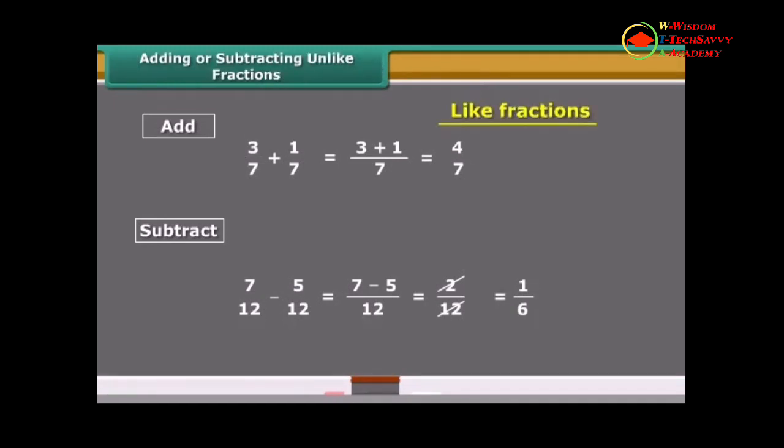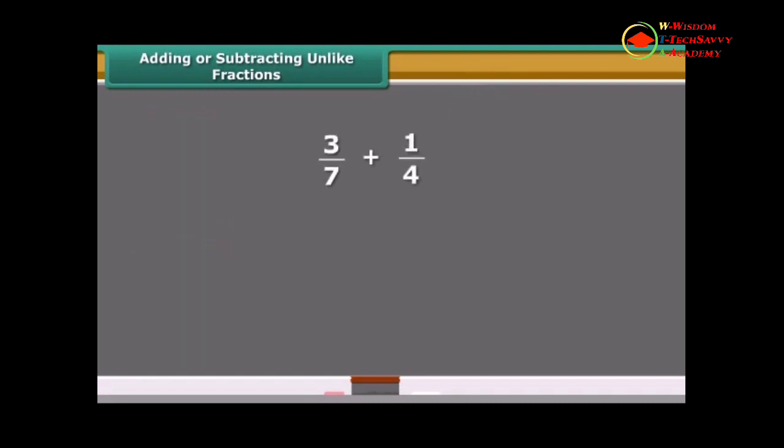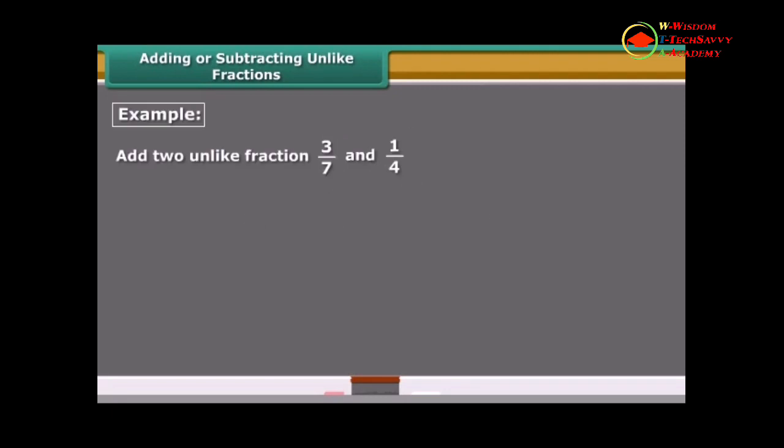We have learned to add and subtract the like fractions. It is also not very difficult to add unlike fractions that do not have the same denominator. When we have to add or subtract these fractions, we first find equivalent fractions with the same denominator and then proceed. For example, 3 upon 7 and 1 upon 4 are two unlike fractions.